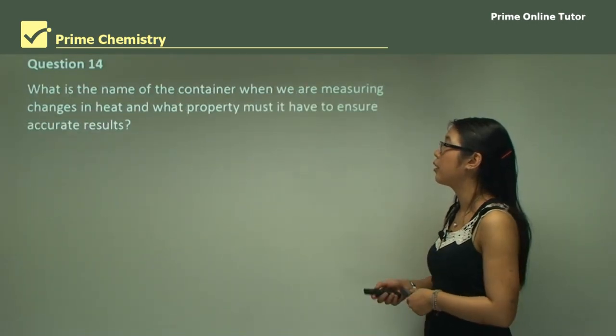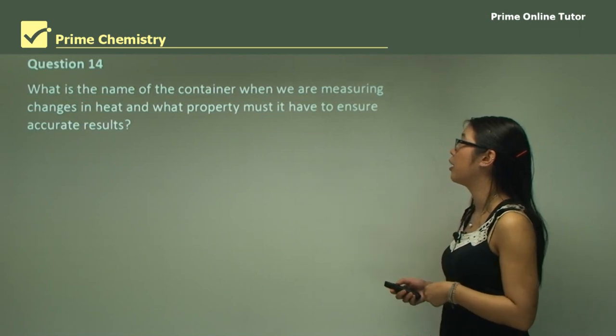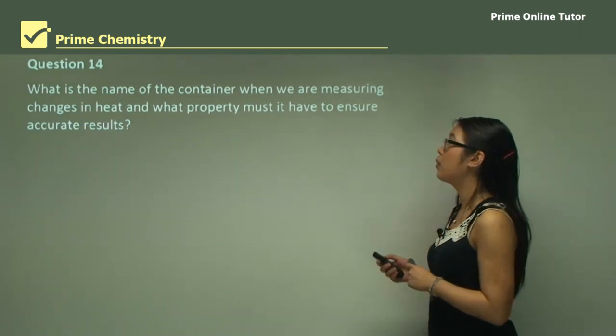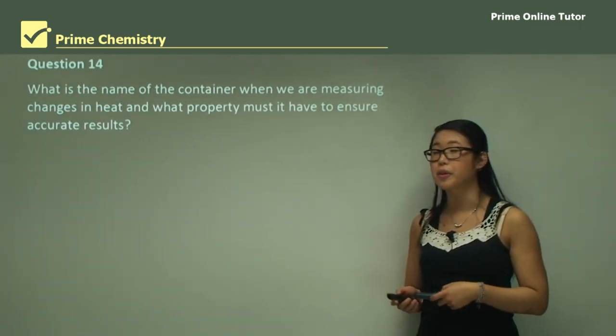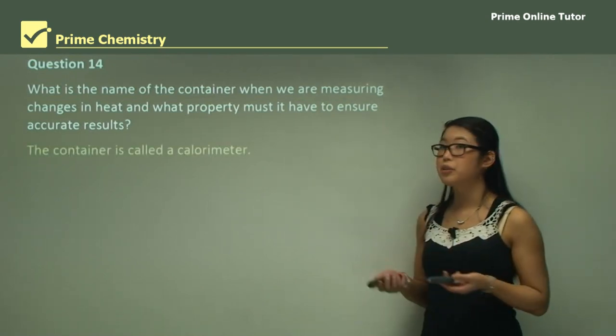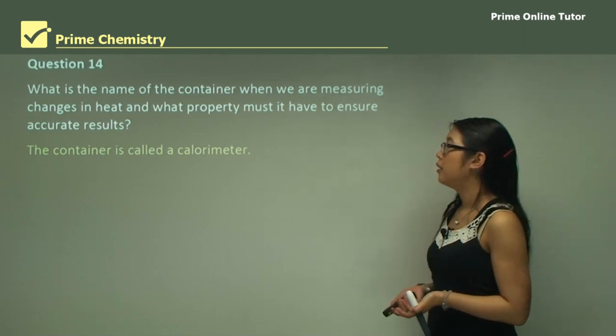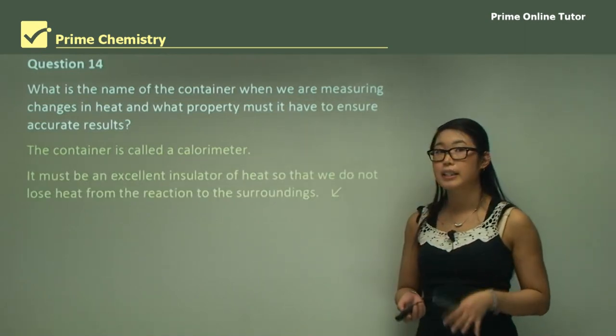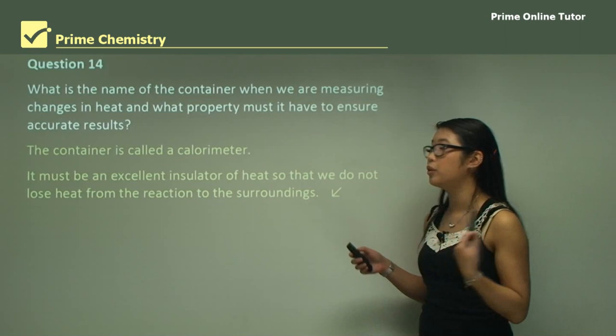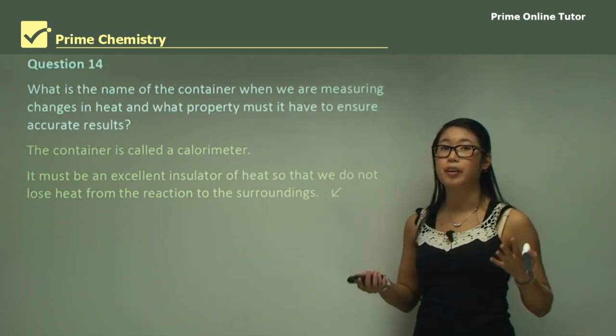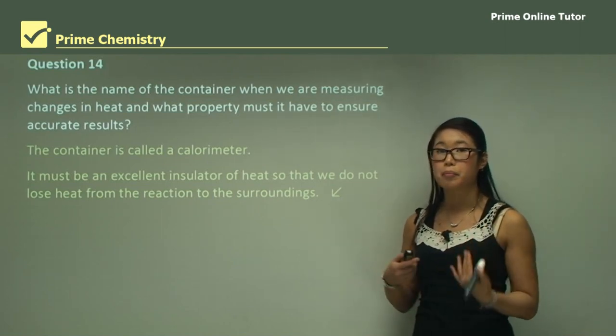Question 14, what is the name of the container when we are measuring changes in heat, and what property must it have to ensure accurate results? What we're using is a calorimeter. Remember, that's like the polystyrene cup. And this needs to be an excellent insulator of heat, so we don't lose heat from the reaction into the surroundings, and therefore if we keep the heat in, we can measure it accurately.